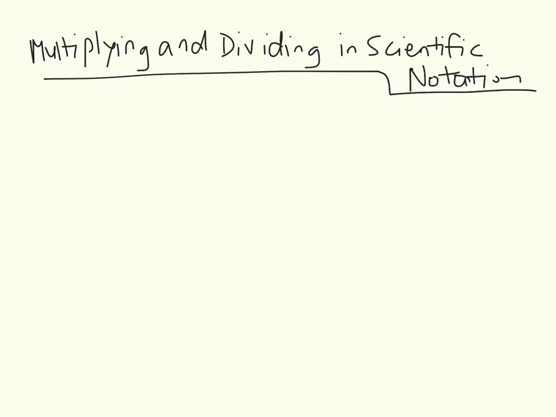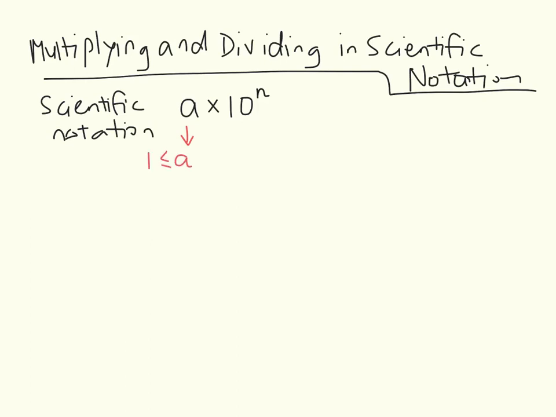A number is in scientific notation when it is written as a product of a times 10 to the exponent of n, where a, which we call the coefficient, has to be greater than or equal to 1 and less than 10, and n, the exponent for the 10, has to be an integer.